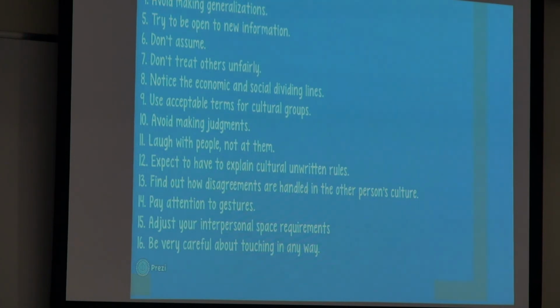And 13 is find out how disagreements are handled in the other person's culture. Yeah, showing disagreement can be very different, sometimes dangerous. Not dangerous, but critically different. So some misunderstanding might occur because of that. All right, and number 14 is pay attention to gestures. That's the example I said. And 15, adjust your interpersonal space requirements. In some cultures, interpersonal spaces are closer, but in some others, it's not.